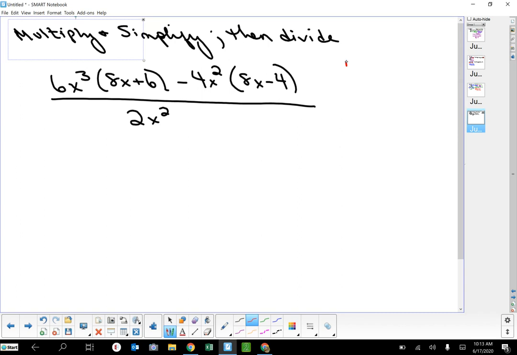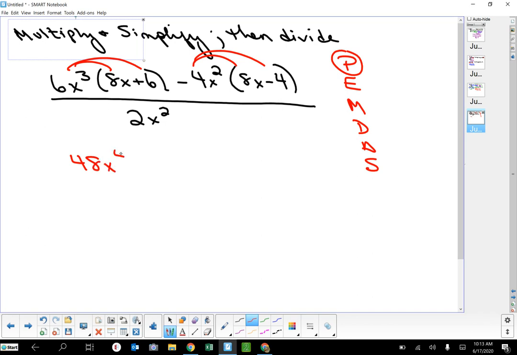Order of operations is parentheses, exponents, multiply, divide, add, subtract. So we have to do anything that involves parentheses first. So we're going to distribute these two things. That will give me 6x cubed times 8x is 48x to the 4th. 6x cubed times 6 is plus 36x cubed. I'm done with that whole first thing, so this is gone.